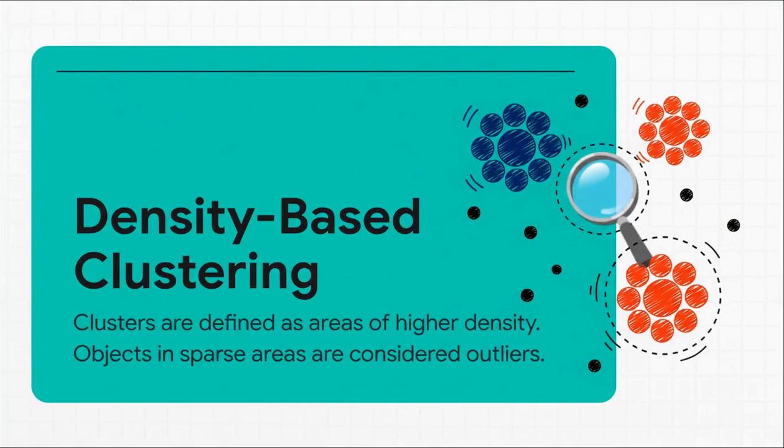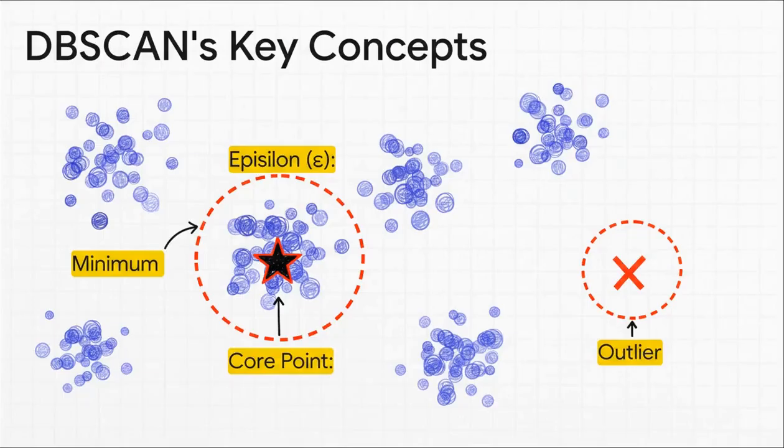It defines a cluster as simply a dense region of points that's separated from other dense regions by empty space. And right away, this gives it a superpower. It can automatically find points that don't seem to belong to any group and label them as noise or outliers. It works with just two simple rules.